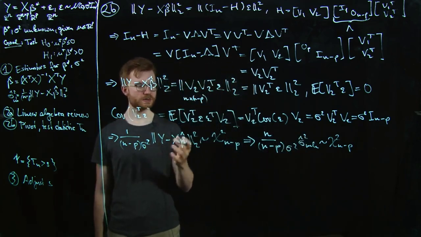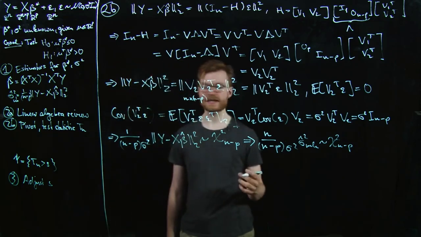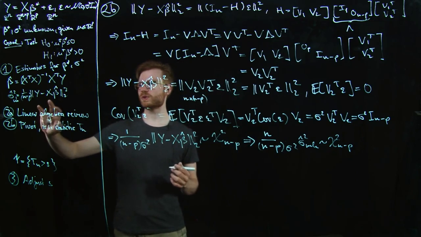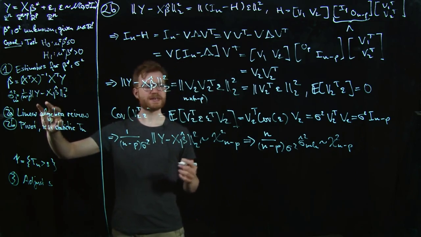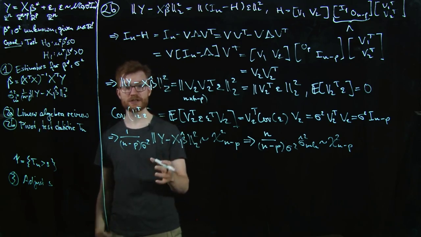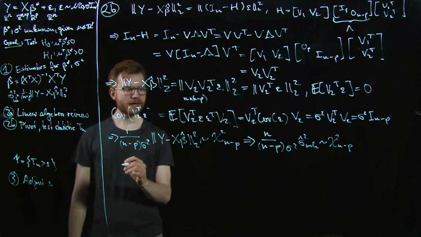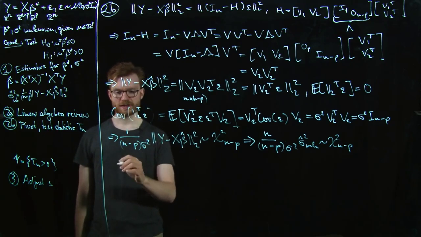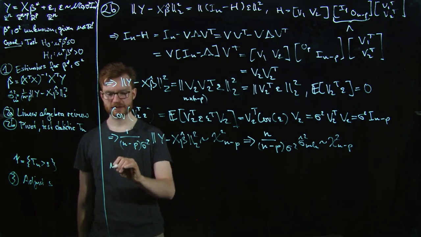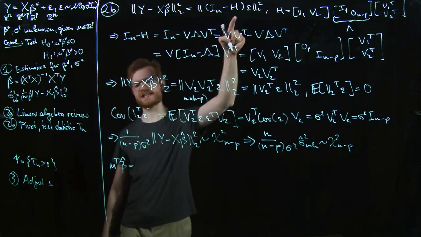OK, so let's quickly continue here. The only thing that's missing is trying to figure out if this is indeed independent of the thing that I want to put in the numerator. And how do we do this? We will express U transpose beta hat also in terms of our matrix H.